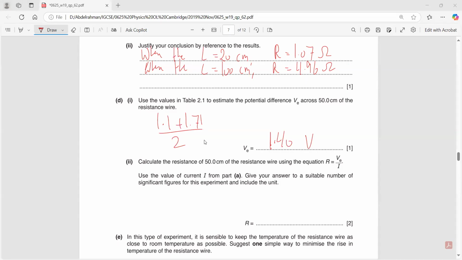Can I use cross multiplication? Yes, you can use cross multiplication, but it might not give you an exact number. 1.1, 1.7. Yeah, it could maybe.